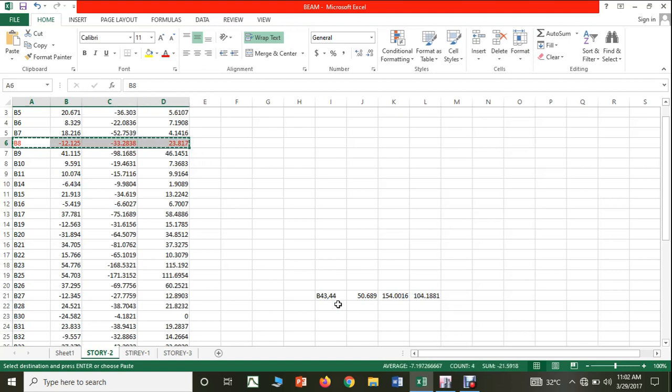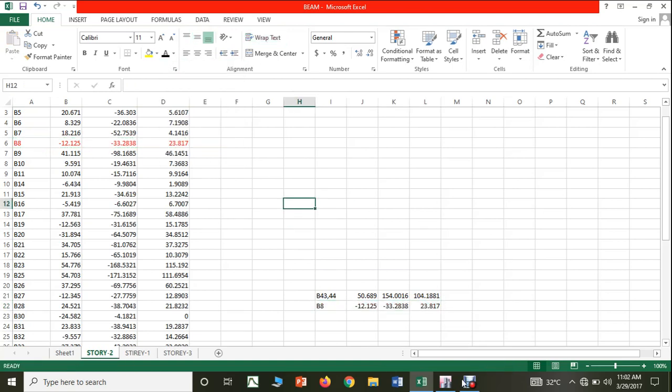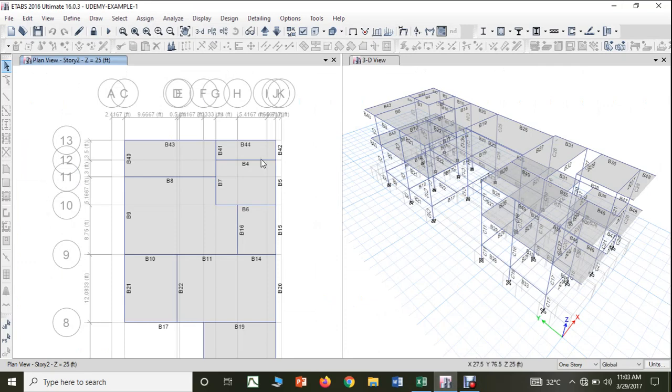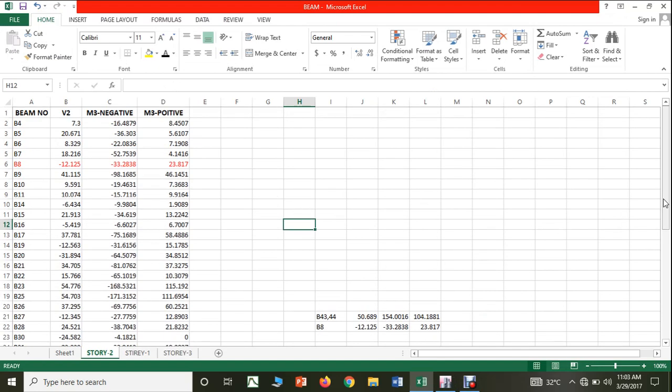Okay, so beam 8 here. Next you can see beam 4 and beam 6. This is beam 4 and this is beam 6. You can see 8, 7.3, then 22, 16, then 7, 8.